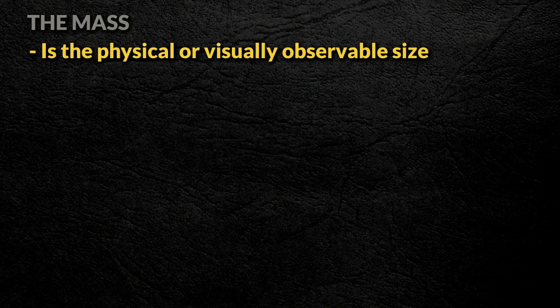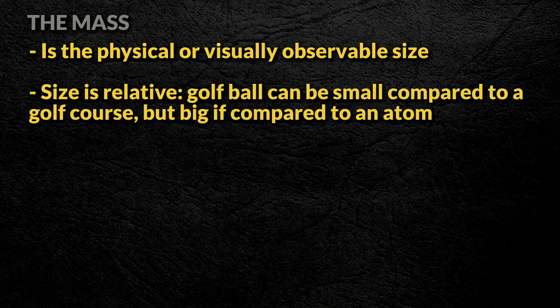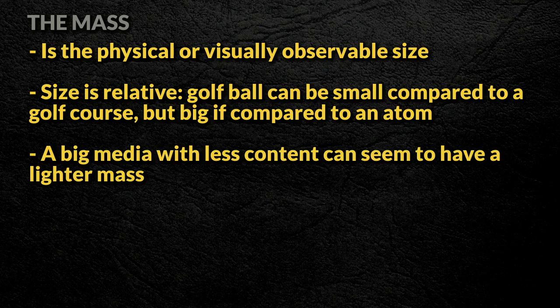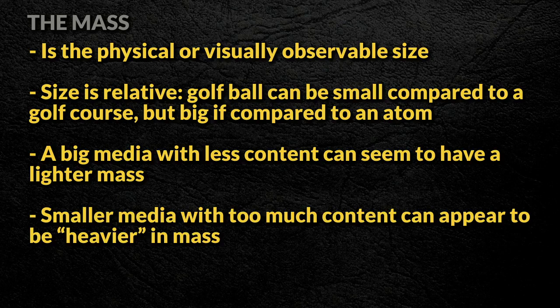Mass. Mass is a physical or visually observable size. Size can be relative. A golf ball can be small compared to a golf course, but enormous compared to an atom, and that changes our perception in design. An outdoor ad can seem much larger if text and pictures are used sparingly. The same way a business card can appear to be heavier if it has too many visual details. This is mass in action.